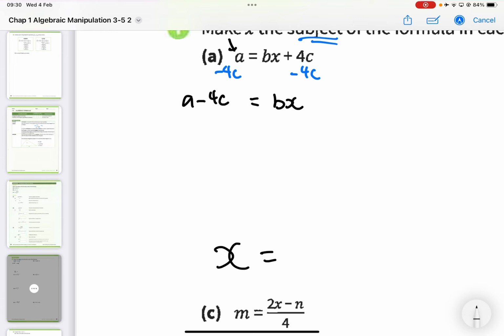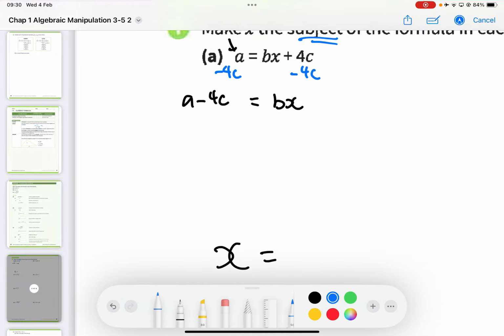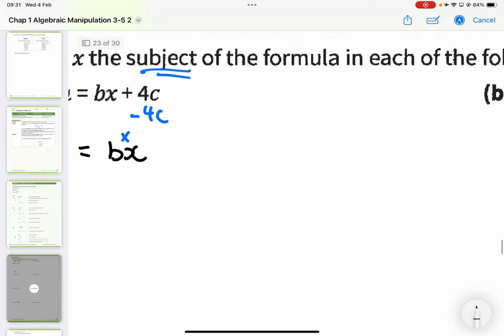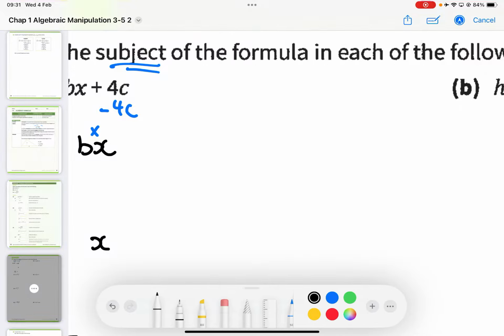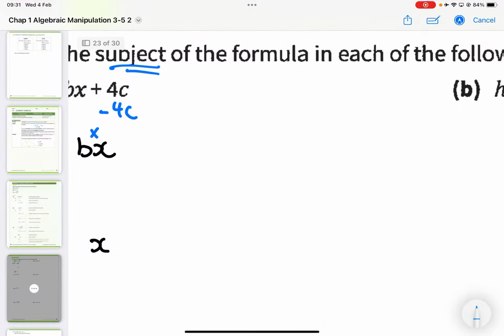I want X. I don't want BX. BX means B times X. So from BX to become X, if I don't want BX, I want only X, yes, I will divide by B.